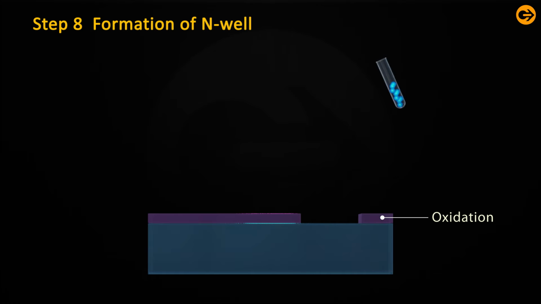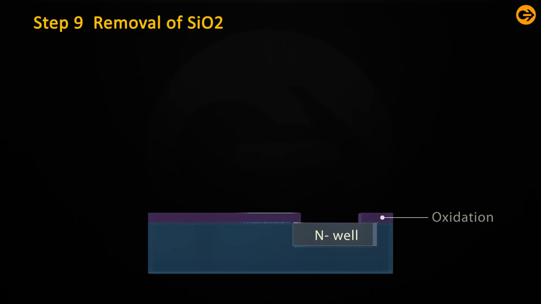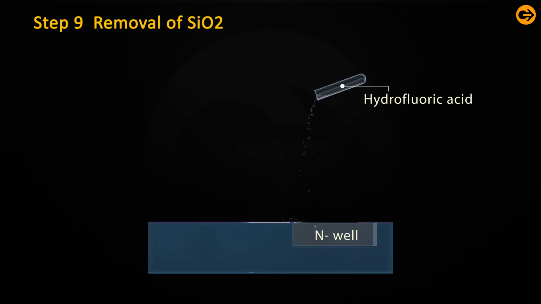Step 8. Formation of N-well. The N-type impurities are diffused into the P-type substrate through the exposed region, thus forming an N-well. Step 9. Removal of SiO2. Hydrofluoric acid is used to remove SiO2.